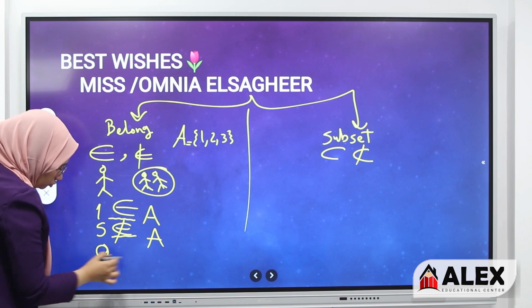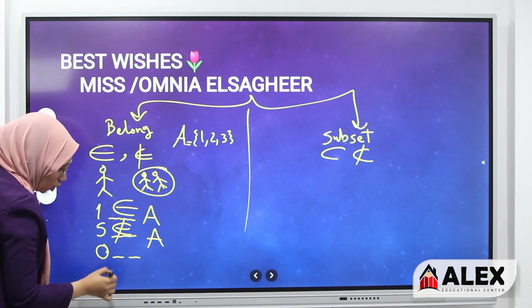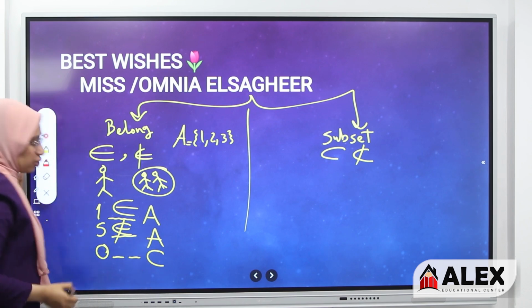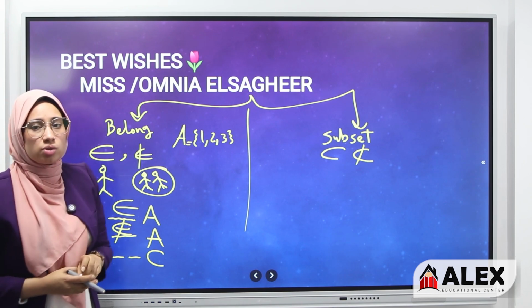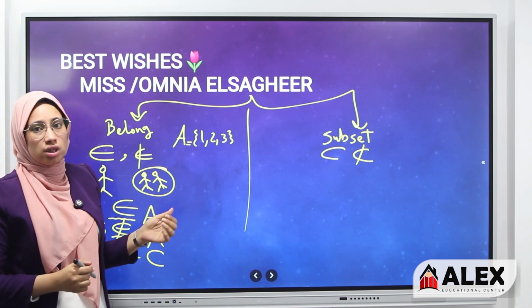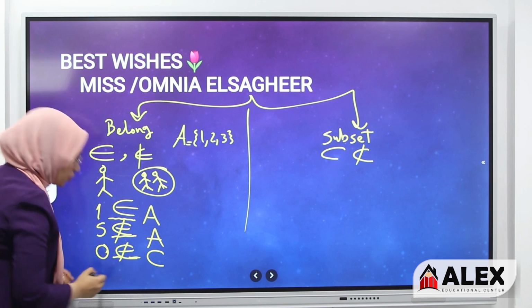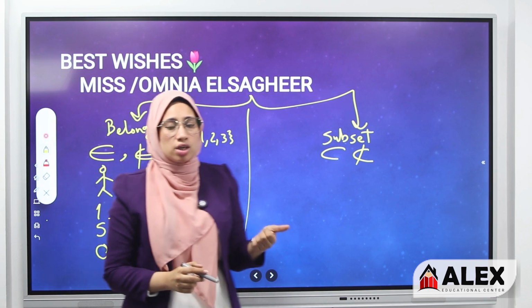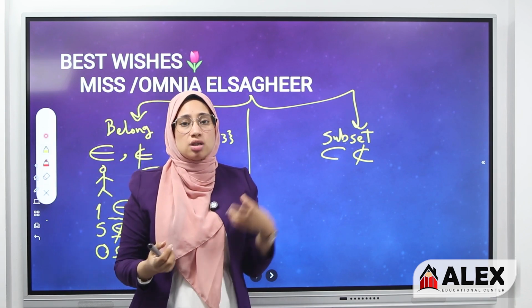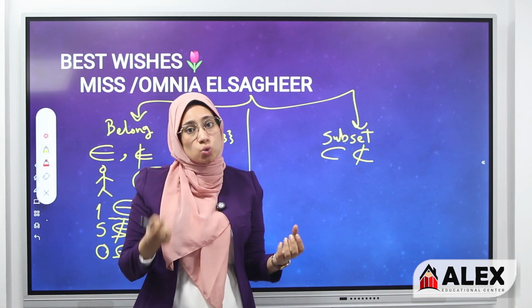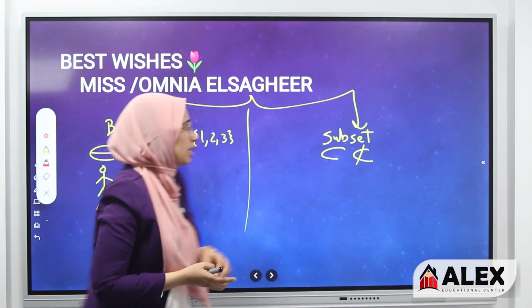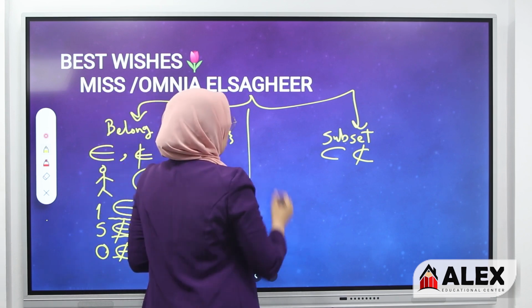0 belongs or does not belong to the counting numbers. Counting numbers start with what? Counting numbers start with 1. Then it doesn't have 0, so not belong. But belong and not belong is between just one element and a set, between one element and a set. Then what do we have? Set and subset.